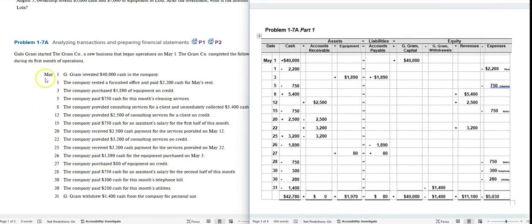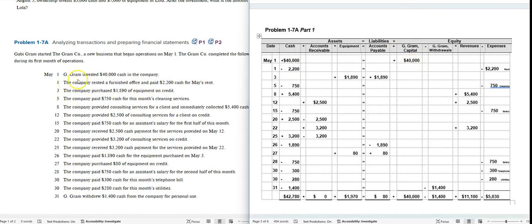All right, the very first transaction that occurred on the 1st of May is Graham invested $40,000 cash in the company. Graham is the owner. When the owner invests into the company, the company is receiving $40,000 in cash, so the company's cash will increase. So on our transaction analysis on the 1st of May, we are showing the company's cash increase 40. And when the owner invested, the owner's capital account increases as well. Total assets go up 40, total liabilities and equity go up 40. Our equation is in balance.